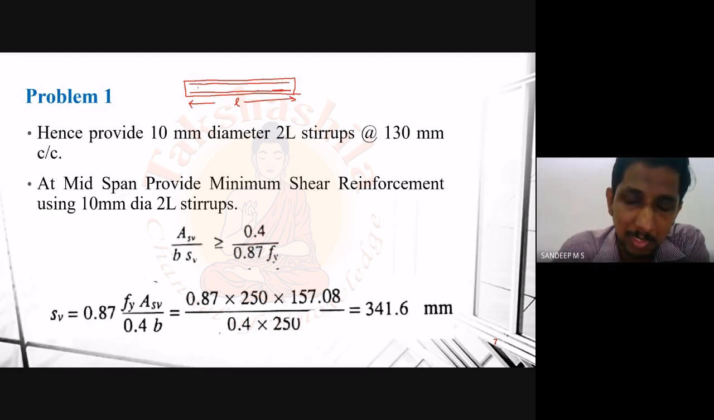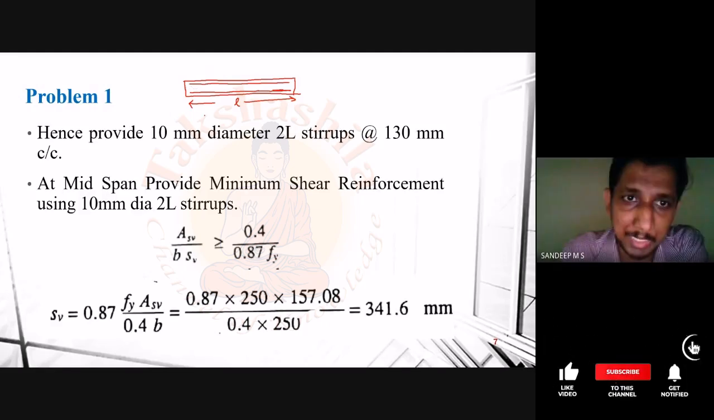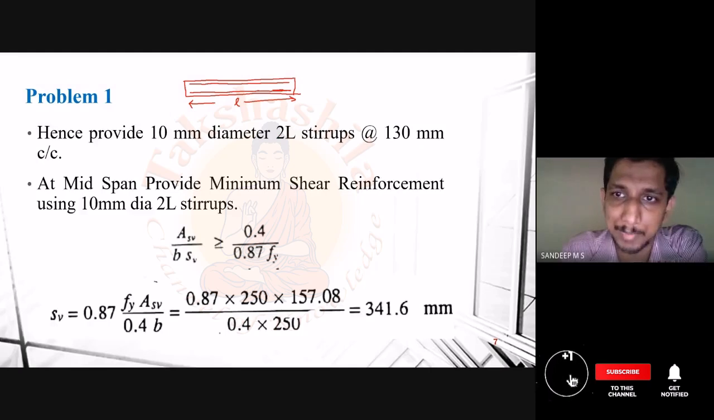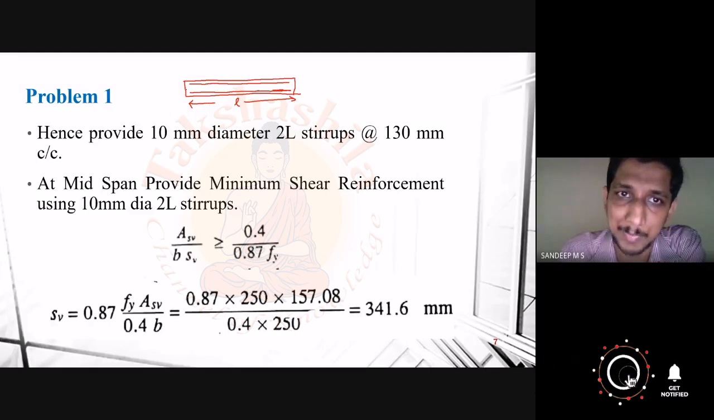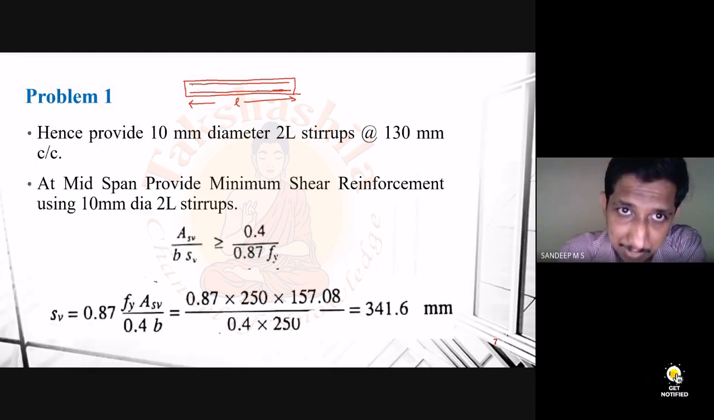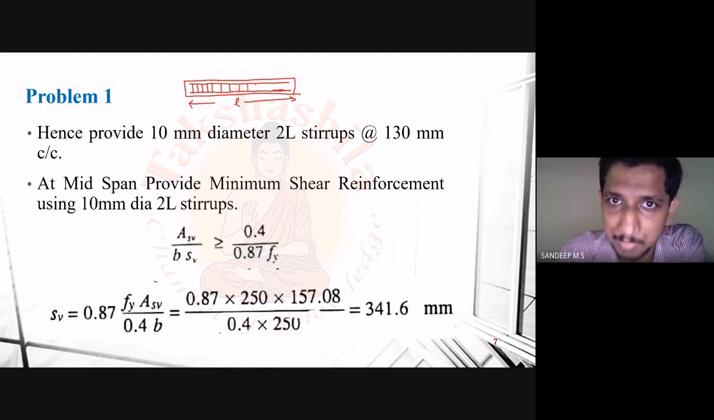So once you performed the design of shear reinforcement, you have obtained that we need 2-leg 10 mm diameter stirrups at a spacing of 130 mm C by C at the critical section. So here you have to show some stirrups like this. And towards the middle, I am just increasing the spacing. I will explain why I have done that. And again, on the other side also, I am just making it closer.